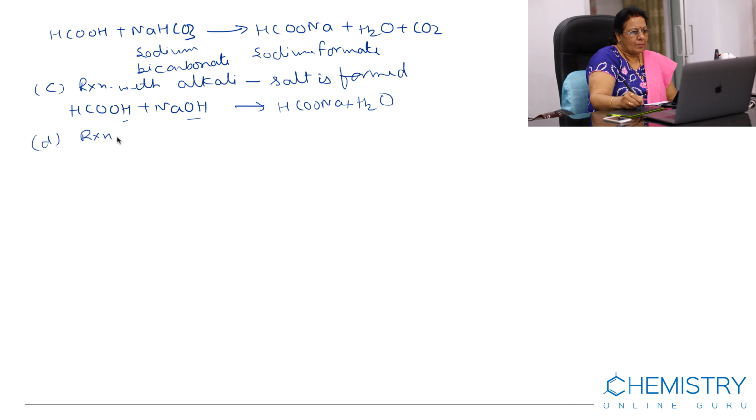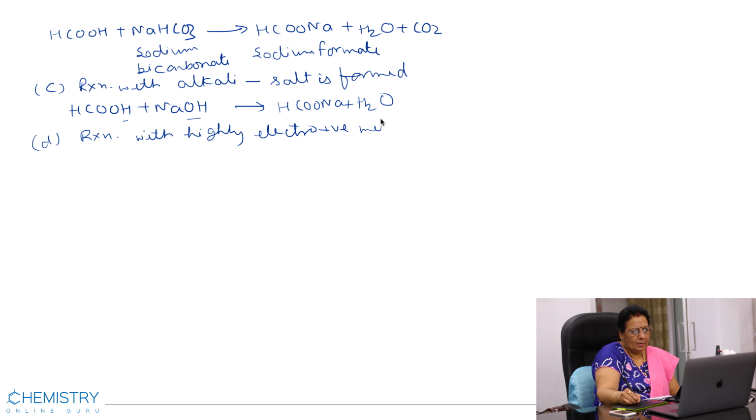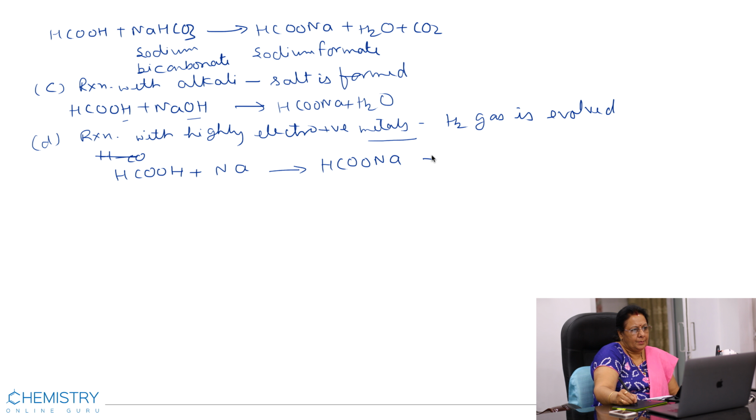Reaction with highly electropositive metals. Then hydrogen gas is evolved. Formic acid reacts with sodium. Then HCOONa, sodium formate plus hydrogen. Hydrogen gas.